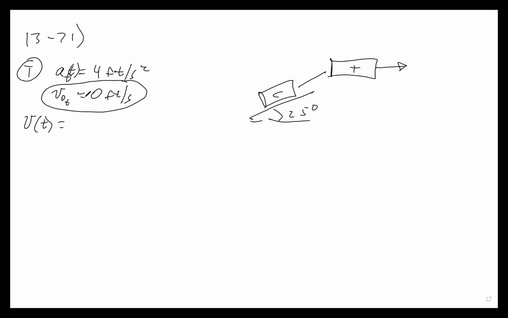That'll be the integral of 4 feet per second squared, so that'll be 4t, and then plus c, like we've done before, but the initial velocity is 0. Therefore, the velocity as a function of time of the truck is 4t. Now we have to figure out how the car is going to move relative to the truck. We have to use what we know about the pulley.